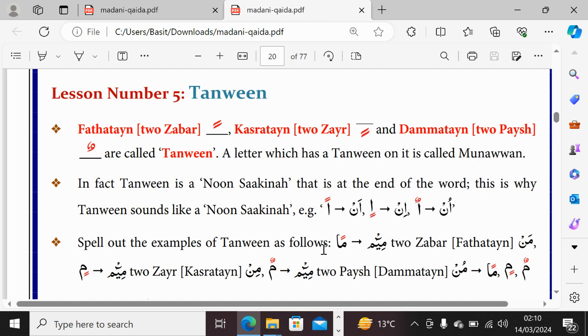Spell out the example of tanween as follows: mim two zabar. First, we learn the letter and then tanween. Mim two zabar man, and at the end of the word we feel the sound of noon, man. Mim two zer min, and then mim two pesh mun.